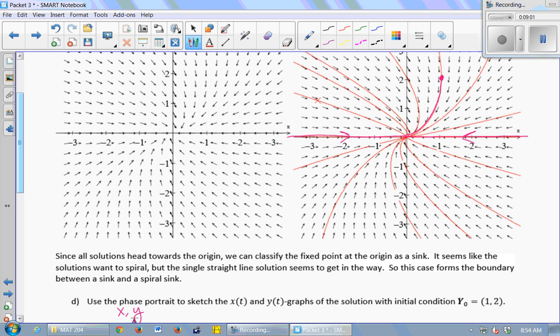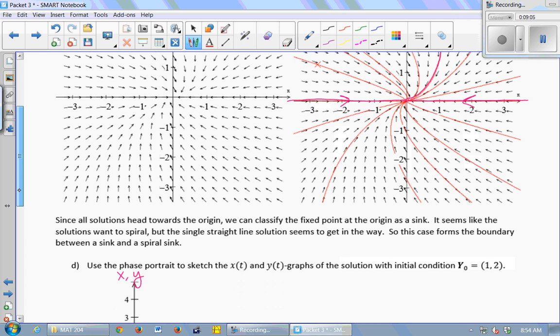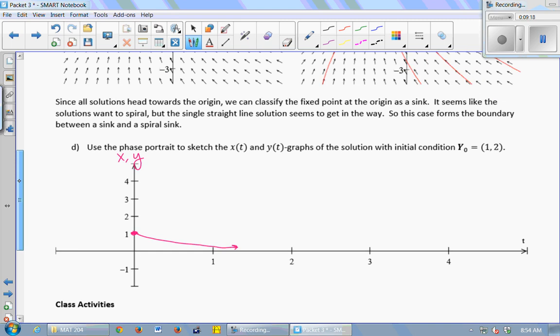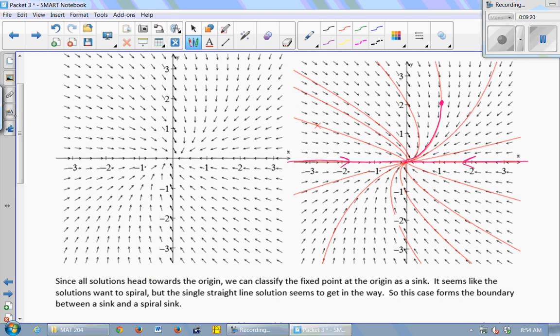They just get smaller. Yeah. So x is going to start at 1 and just decrease. So x is going to be pink. And then as I follow that same solution path towards the origin, what's happening to y's? The same thing. Yep. But the y's are starting at 2 and decreasing.